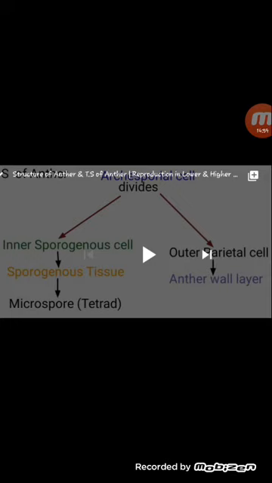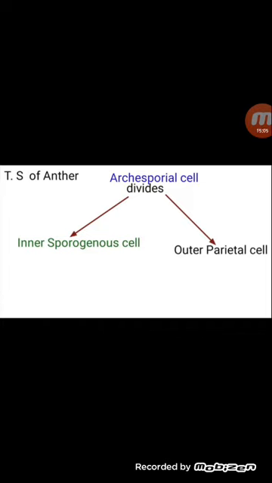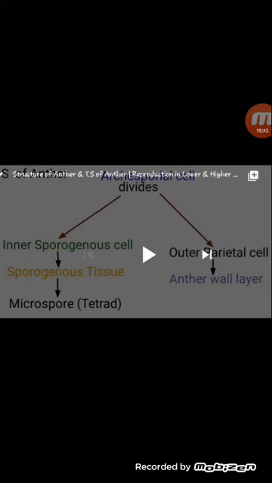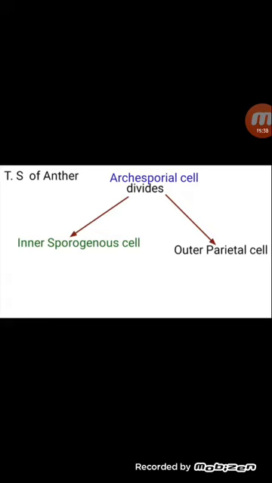The archisporial cells are divided into inner sporogenous cell and outer parietal cell. Now try to recall, this inner sporogenous cell further forms sporogenous tissue, and then microspore tetrad is formed. The outer parietal cell forms the anther wall.